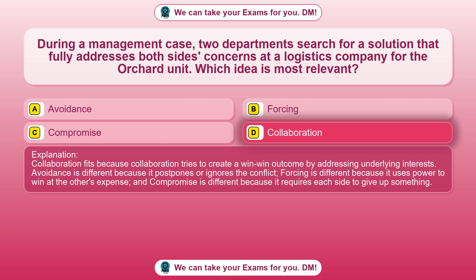Collaboration. Collaboration fits because collaboration tries to create a win-win outcome by addressing underlying interests. Avoidance is different because it postpones or ignores the conflict. Forcing is different because it uses power to win at the other's expense, and compromise is different because it requires each side to give up something.